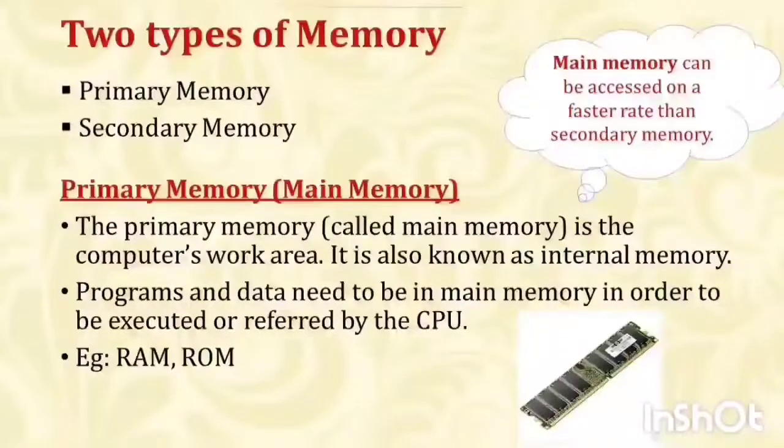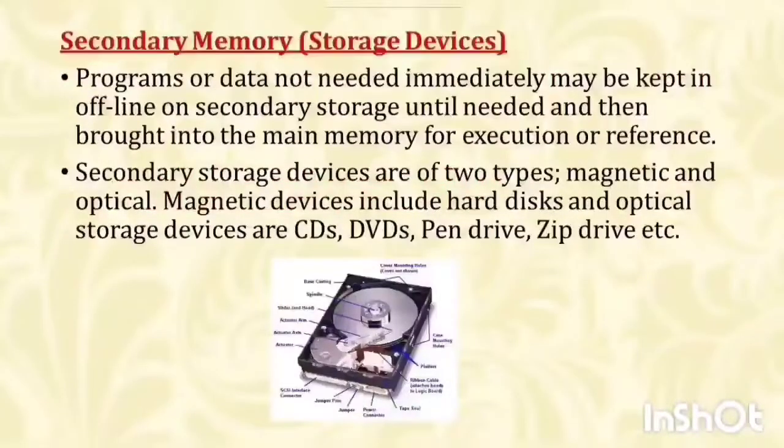So the data which you are typing will be initially stored in the random access memory, otherwise called the primary memory. And once you complete typing, it is saved in the hard disk. Okay, secondary memory. Programs or data not needed immediately may be kept in offline or secondary storage until needed and then brought into the main memory for execution or reference.